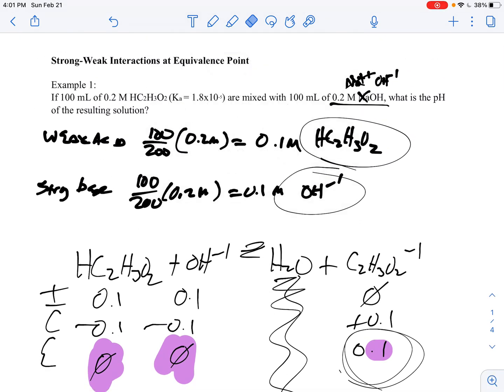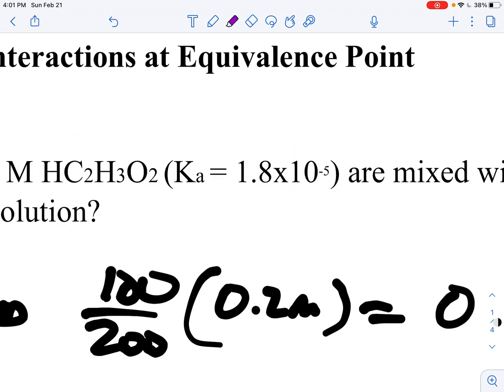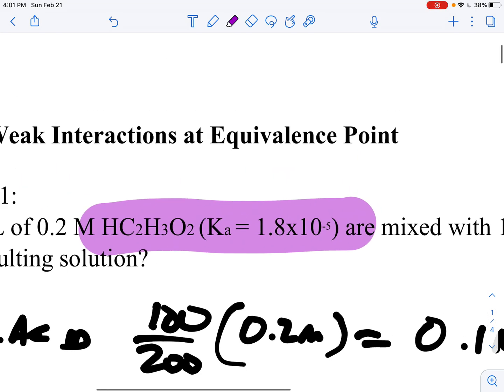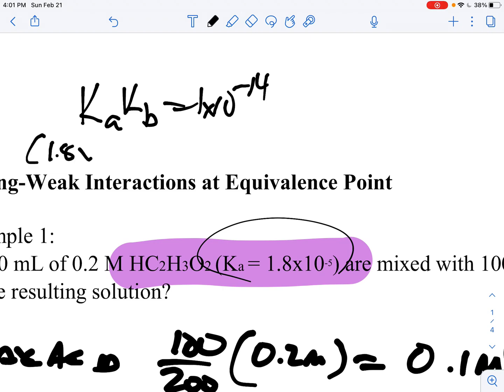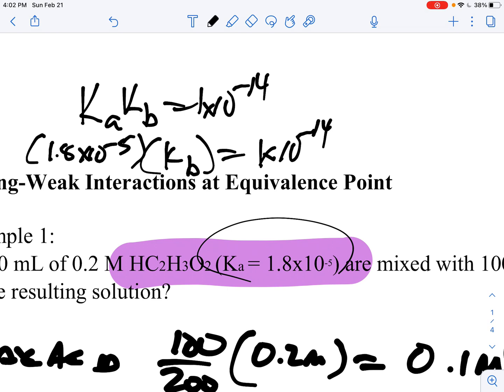Remember that they gave you Ka of the acid version of this. And remember that Ka times Kb is equal to 1 times 10 to the negative 14th, and if you know what Ka is, then you automatically know what Kb is for the conjugate base. So this is going to be 1.8 times 10 to the negative 5th times Kb is equal to 1 times 10 to the negative 14th. That's Kb. Solving, we have 1 times 10 to the negative 14th divided by 1.8 times 10 to the negative 5th.